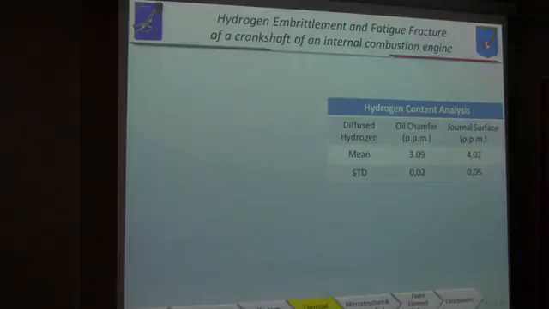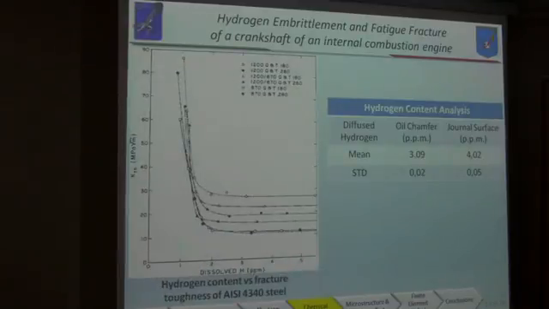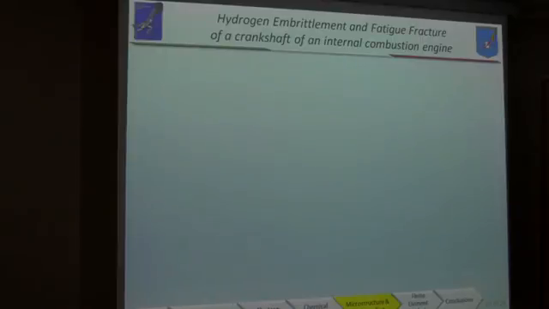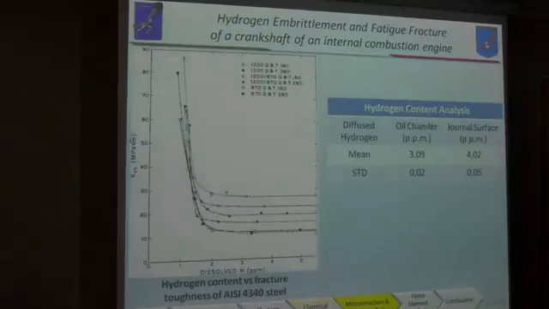Finally, due to the strong intergranular morphology and looking for hydrogen content, we performed hydrogen content analysis on different parts of the crankshaft. And we found, for example, for the oil chamfer portion about 3 ppm, and even 4 for the journal surface. An amount higher than the average for this alloy, about 1 ppm, and sufficient to significantly decrease its fracture toughness, about 50%, for this alloy.